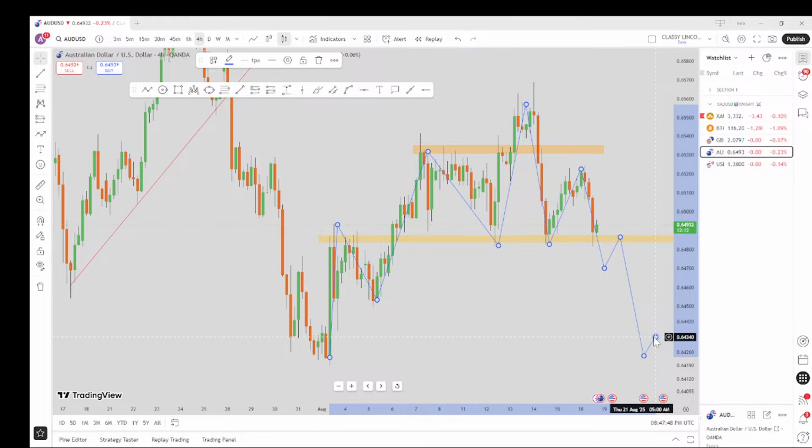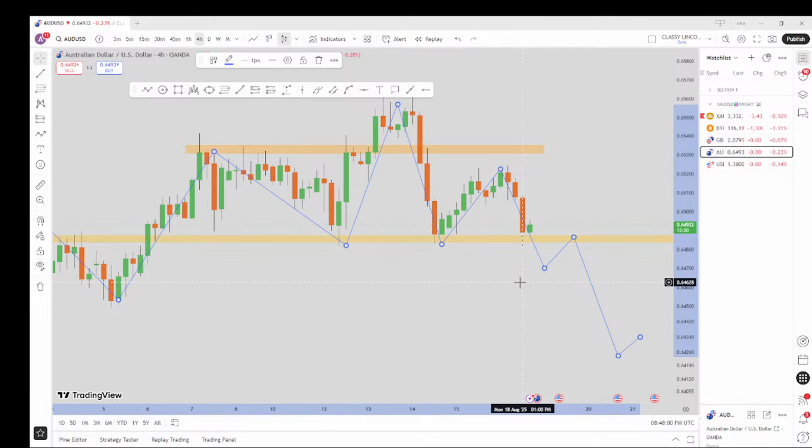So we're anticipating AUD USD to just break out of this low and give us what? More lower lows, lower highs, lower lows, lower highs. Then we just have to find ways and means to get in using what? The extra confirmation that we all know, right?